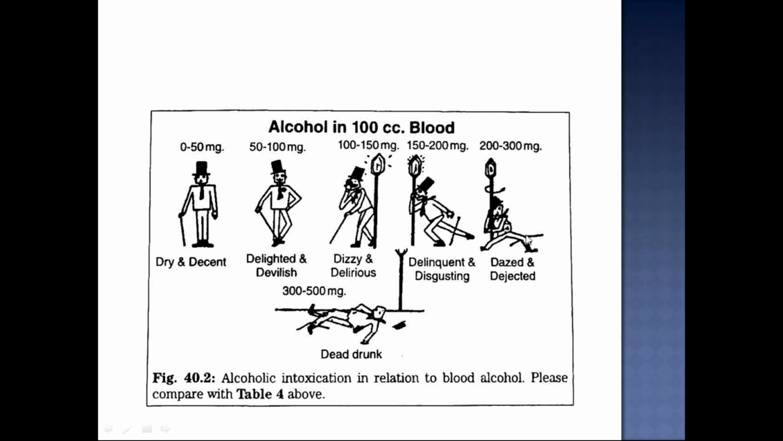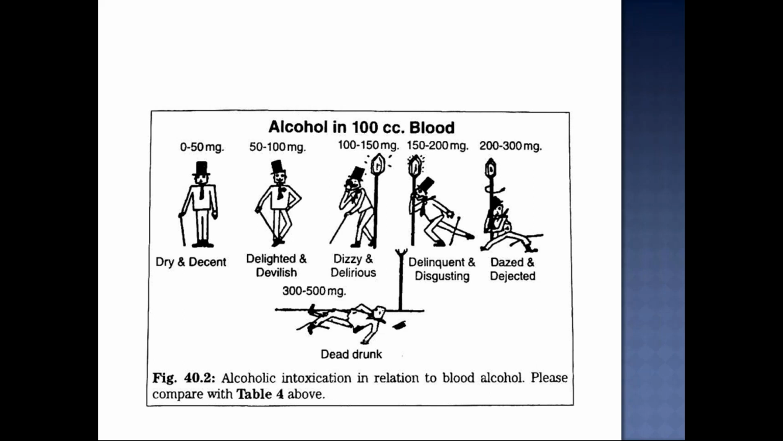So he is lying, sitting, and if it is 300 to 500, he will be lying flat. So dead drunk. So these are the stages. And when a person is brought to you in casualty or in your clinic, you have to assess in which stage of alcohol intoxication the person is. You need not measure blood alcohol concentration. We don't have the instrument.